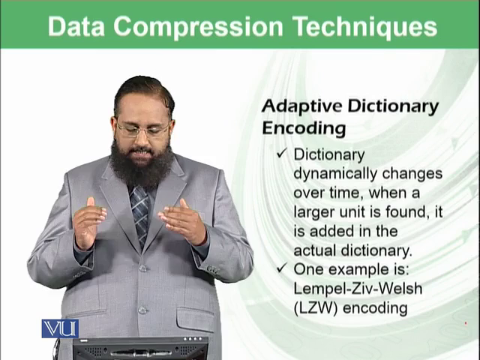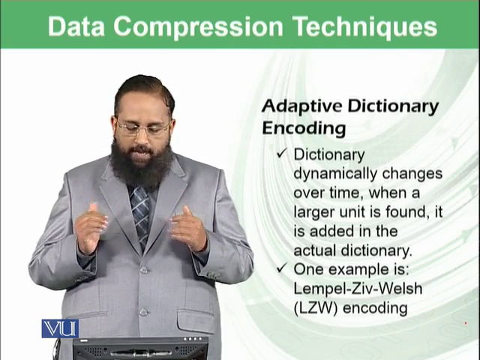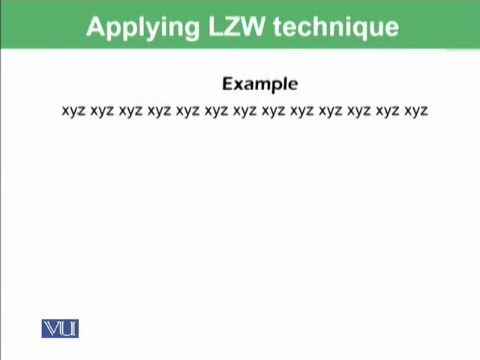One example is Lempel-Ziv-Welch, LZW encoding. Let's see what this encoding is. You can see that we have such information. We want to store XYZ space and so on. Let's say we encode X as 1, Y as 2, Z as 3, and the space as 4.